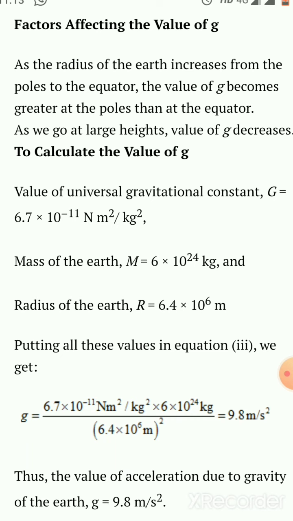Further, for complex numericals, we used to take g equals 10 meter per second square, as there is not that much of a difference. So for calculation purposes in complex numericals, we can also take g equals 10 meter per second square, but the exact value is 9.8 meter per second square.